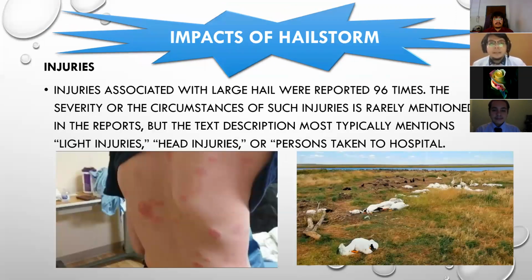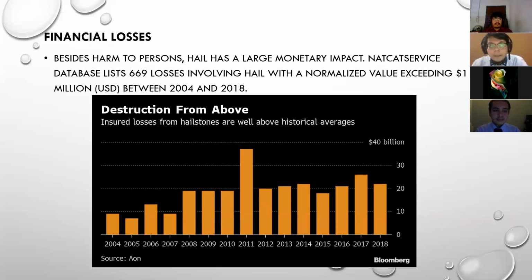Next. Okay, we look at the impact of hailstorm. Injury. Injuries associated with large hailstorms were reported 69 times, but the text descriptions most typically mention light injuries, head injuries, or a person taken to the hospital.